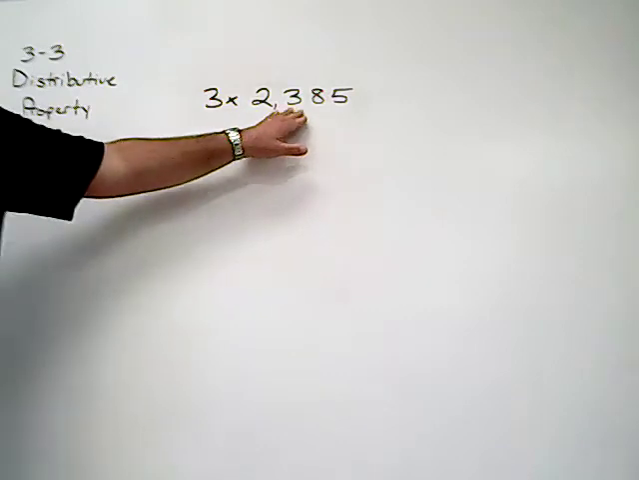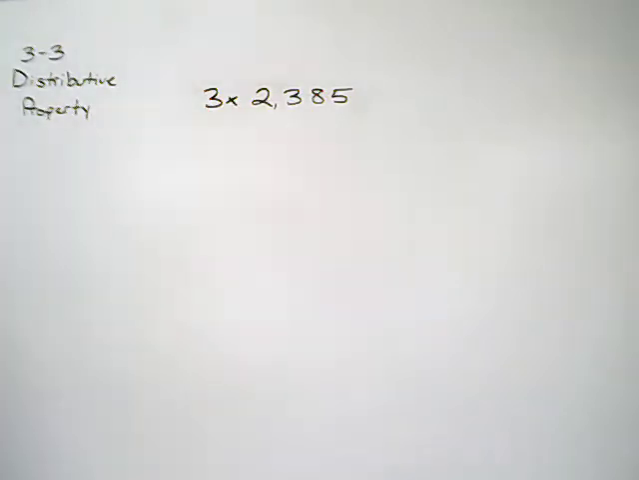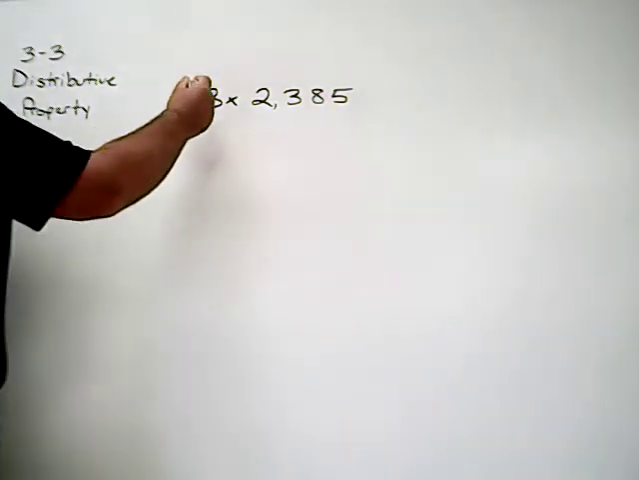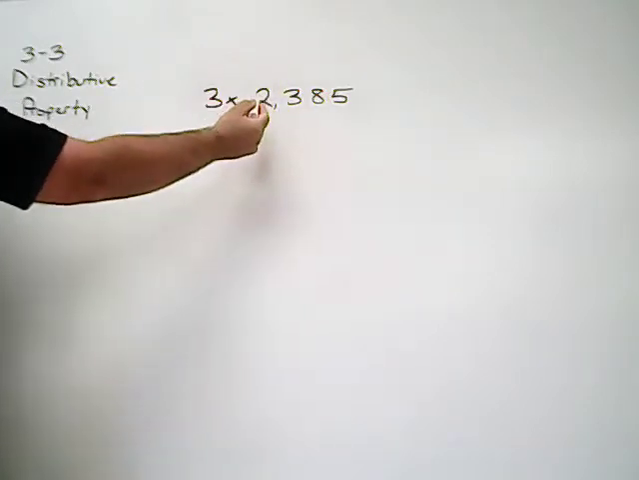This will be a pretty challenging problem to multiply mentally in our head. I'm going to show you a strategy today using the distributive property on how we could break it down to make it a little bit easier for us. So first, what I'm going to do is distribute my 3 to each place value in my other factor.